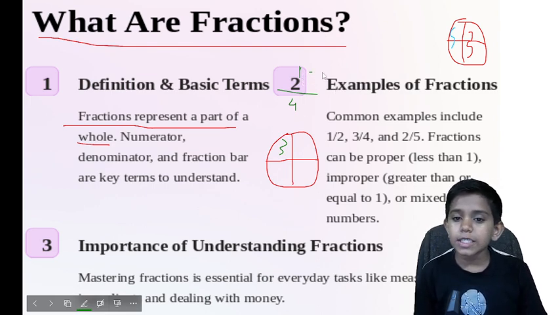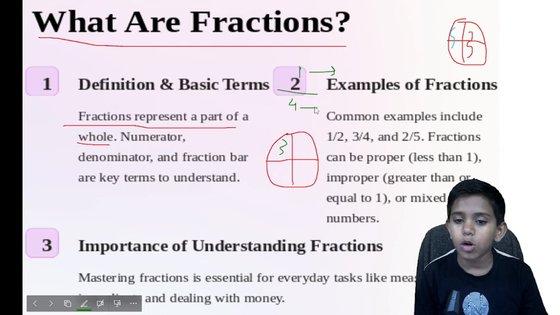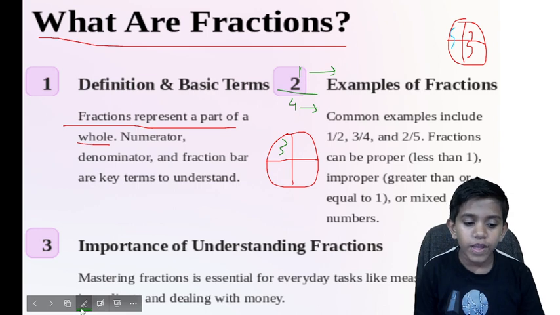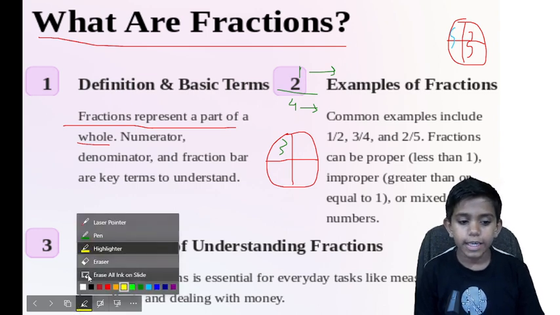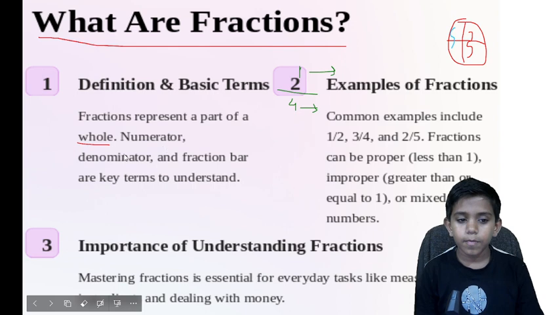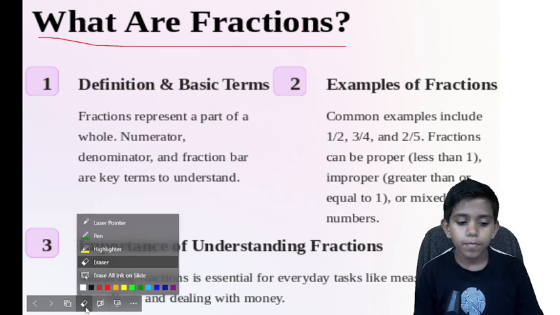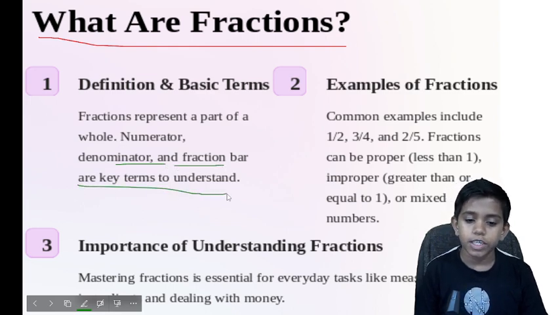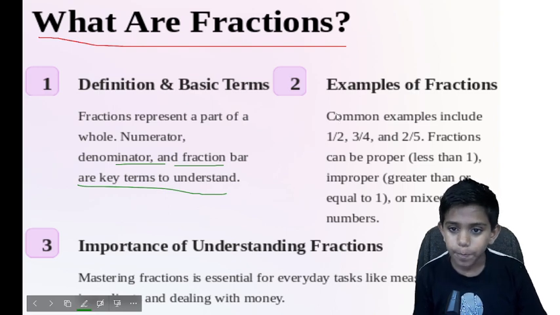What is this? The upper number is called the numerator, and the number below the line is called the denominator, and this middle line is called the vinculum. So we understood what a fraction is, that a fraction is a part of a whole. Numerator, denominator and fraction bar are key terms to understand. Fraction bar means the vinculum.